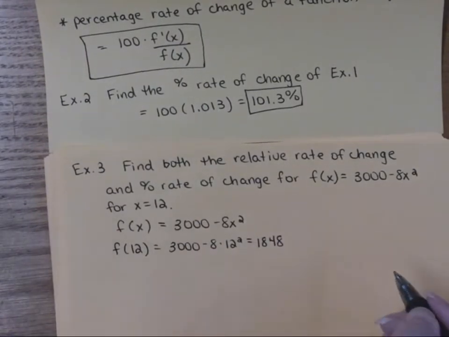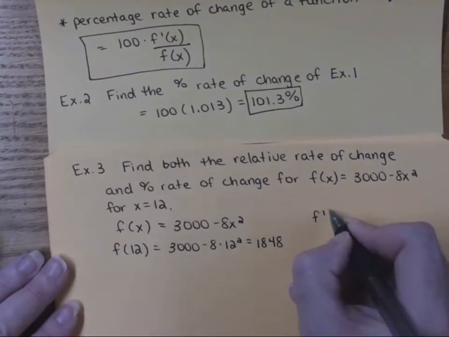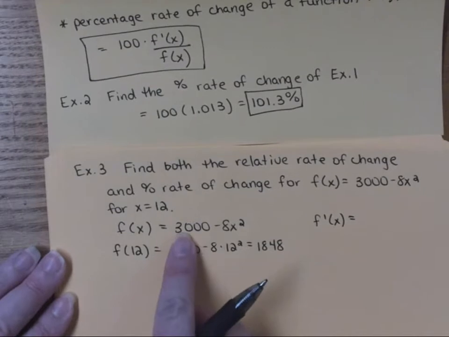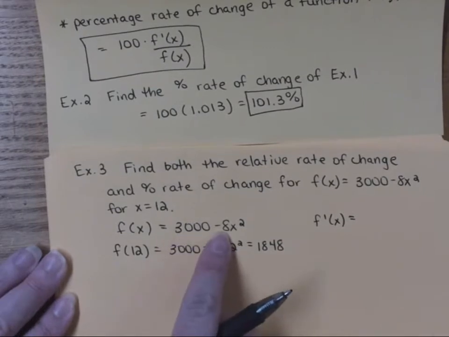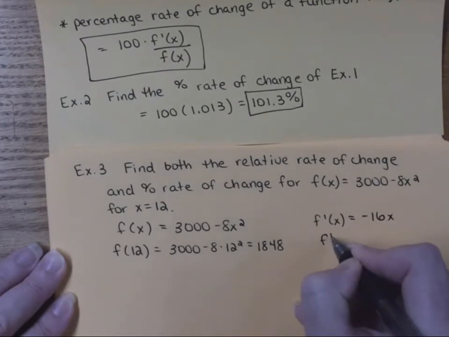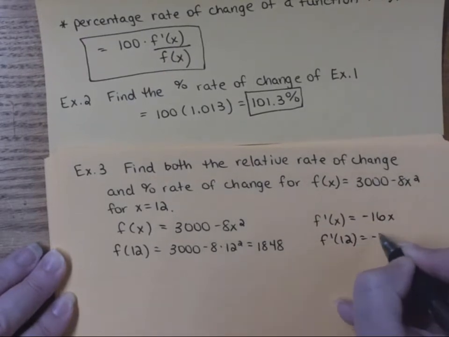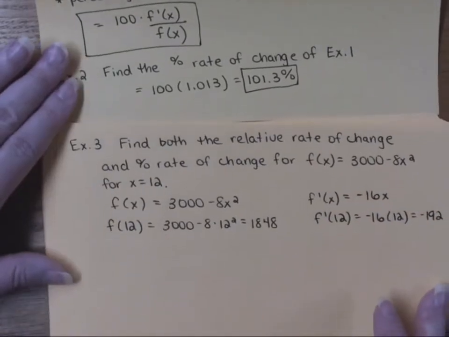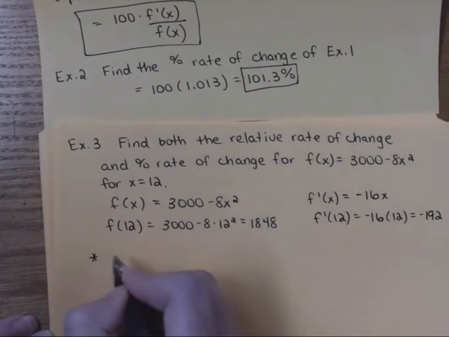But notice the original function is used in our formulas, but also the derivative. So let's find the derivative also. The derivative of 3,000 is just 0, right? The derivative of negative 8x squared is negative 16x. So now let's find that value with 12 plugged in. So if you multiply that out, you get negative 192. Okay, and then you can just plug them in the formula, right?